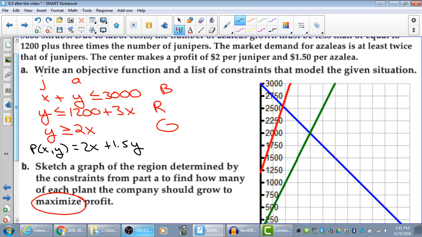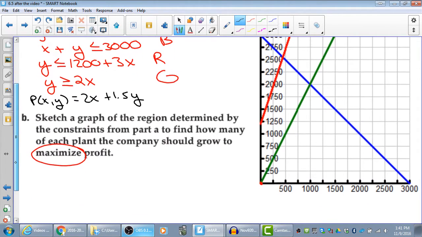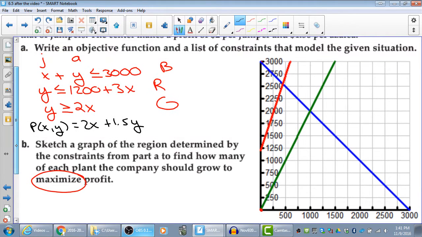First things first. x plus y is less than or equal to 3,000, that's the blue. So we're less than on this one. If I put that in slope-intercept form, I wouldn't have to divide by a negative. It's the slope-intercept form that tells you above or below. This one's already in slope-intercept form. It's the red, so we're less than the red. And that's in slope-intercept form, so we're above the green. So the feasible region is right inside here.